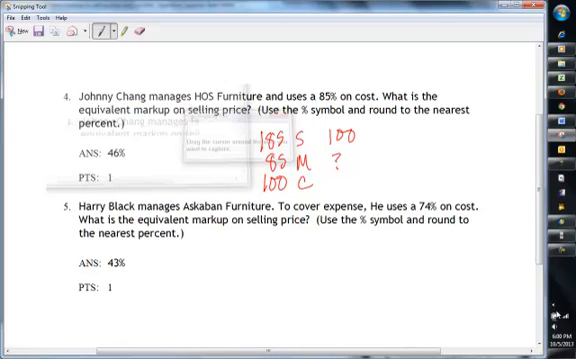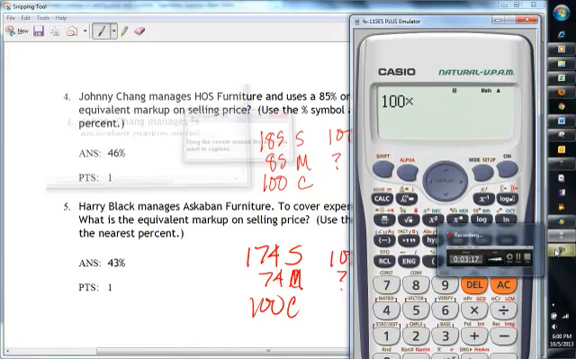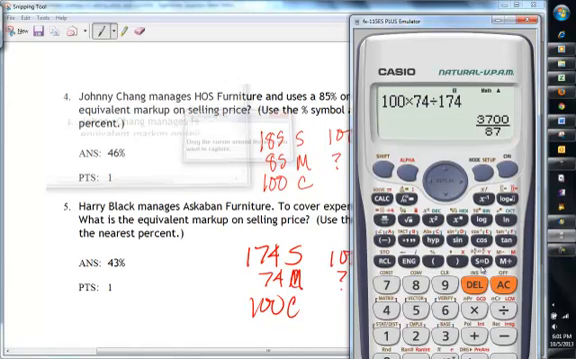Next one. To cover expenses, he uses a 74% markup based on cost. Which should make the selling price percent 174. If it's based on selling price, what would the markup be? 100 times 74 divided by 174 gives us 43% rounded to the nearest percent.